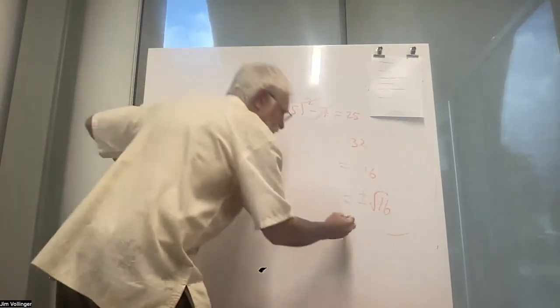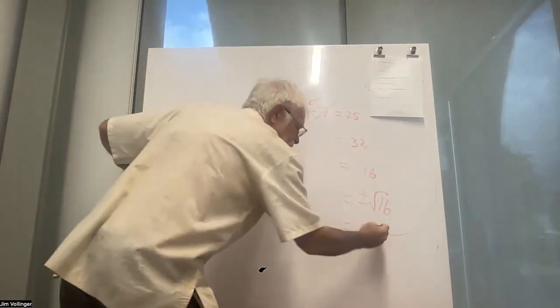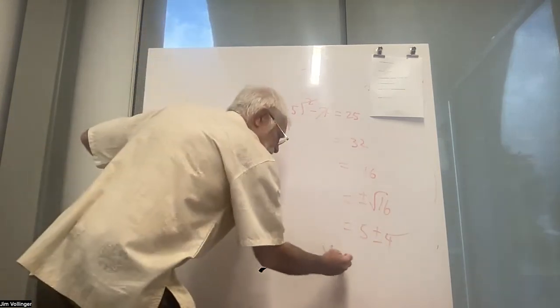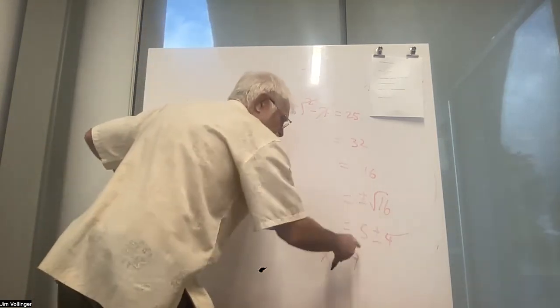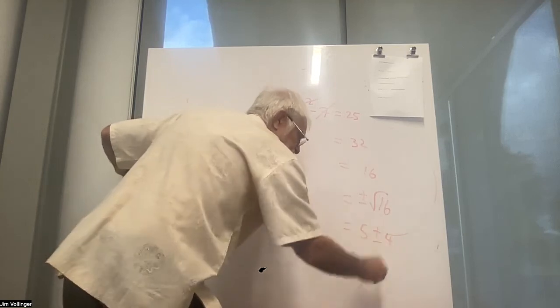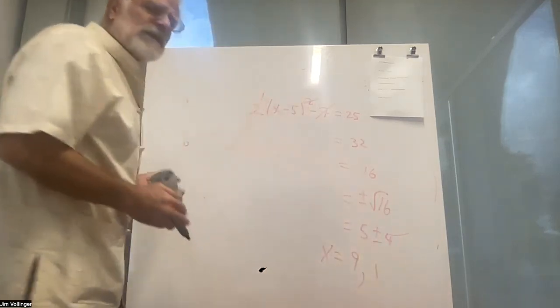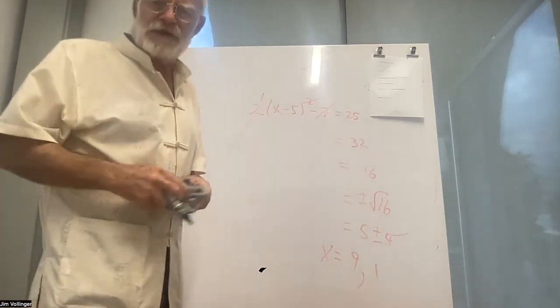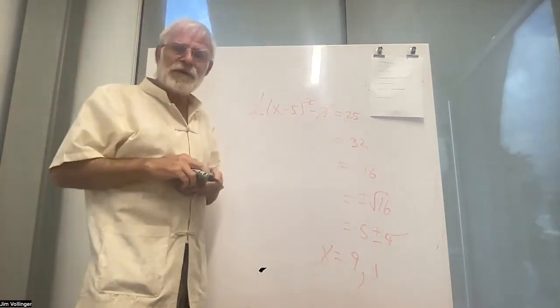And then I guess I got to add 5. Add 5 to plus and minus 4. And it sure looks like one of my answers is 9, 5 plus 4. The other one is 5 minus 4, which is 1. And at least I'm starting to put some inverse operations into my carpenter's kit.